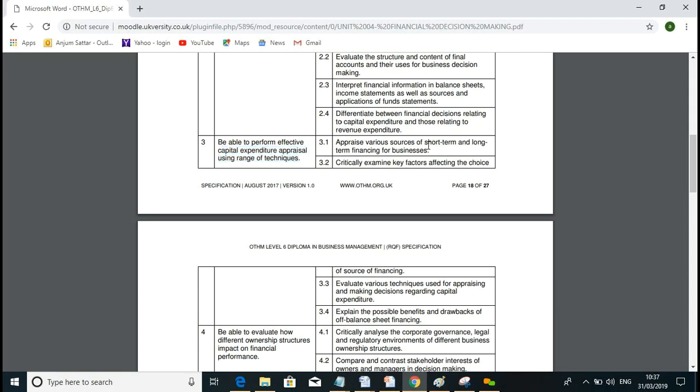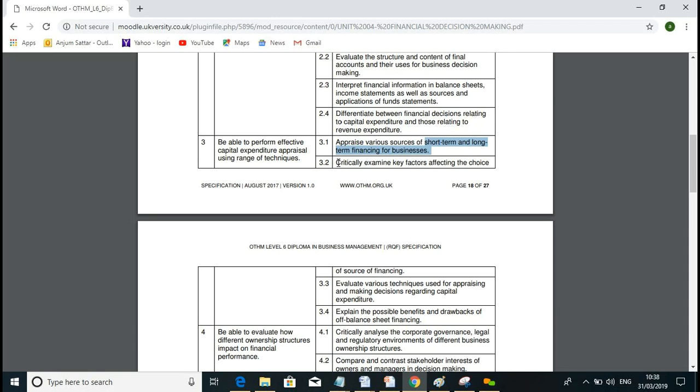What short or long-term sources of finance are available to borrow money from, and why is short term better than long term, or long term better than short term? We need to appraise them in terms of the cost, in terms of the performance, in terms of the long-term commitment, and what impact there will be on the organization. So that's what I'll go through today.